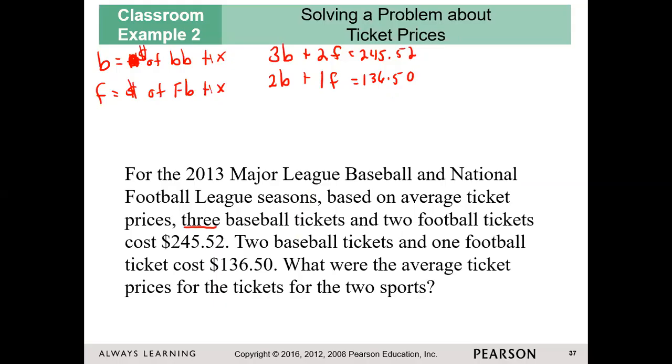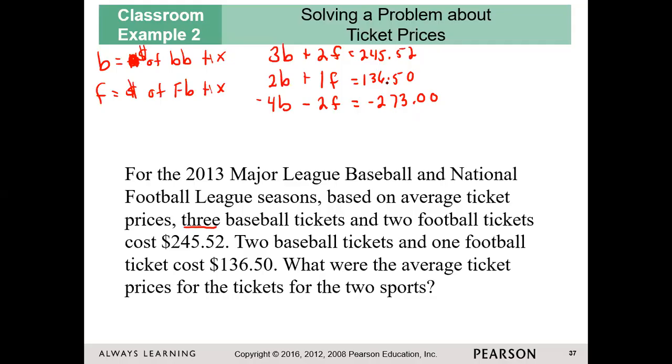So this is perfect for us. It's set up great for elimination because we have standard form. Instead of X's and Y's, we have B's and F's, but no problem. We'll be able to solve this by multiplying everything in this equation by -2, because again, we want opposite coefficients. So if I multiply everything by -2, that gives me -4b minus 2f is equal to -$273.